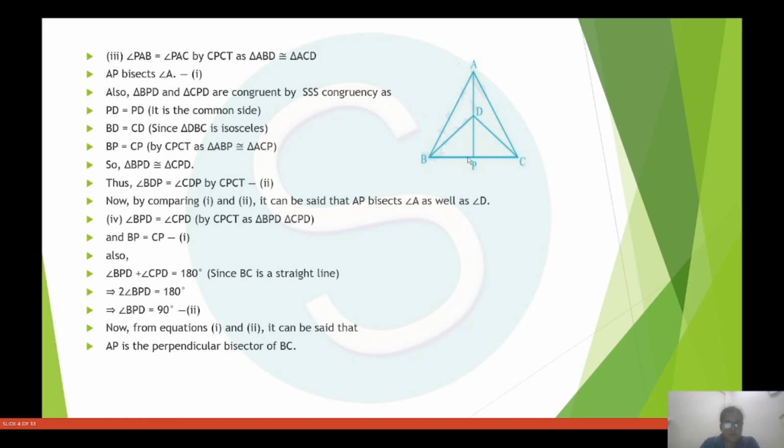So perpendicular bisector होने का मतलब होता है कि BP equals to PC and this angle that is DPC equal and DPC and DPB 90 degree होना चाहिए. That is how we can prove that it is a perpendicular bisector.